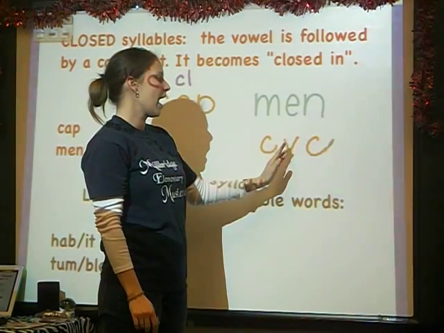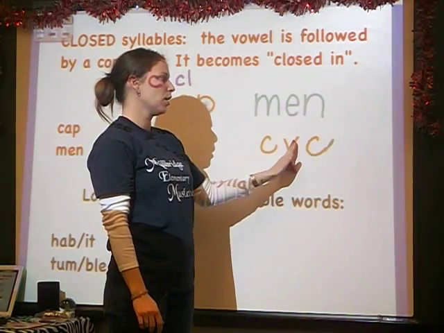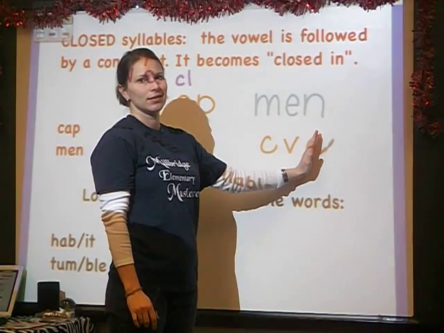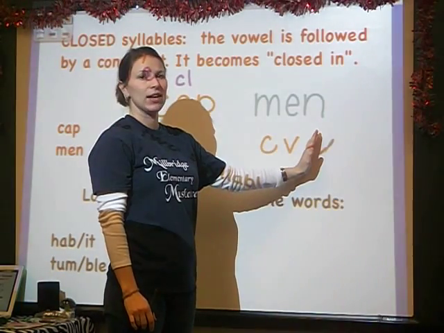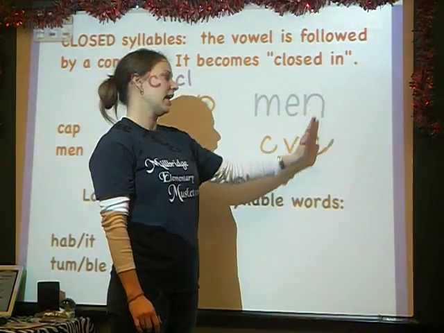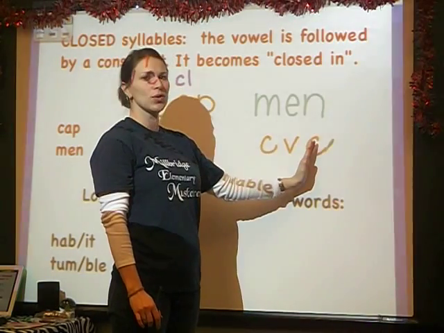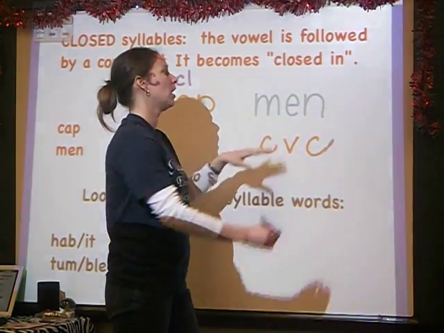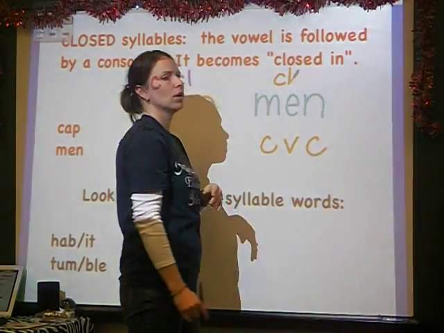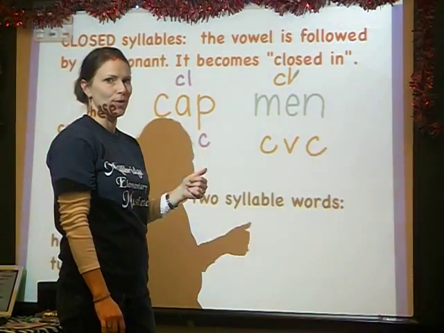Here I can see that I have a vowel E here, but what happened? It doesn't have empty space beside it. It has another consonant, so it's closed in. That makes the word men a closed syllable. Excuse me.